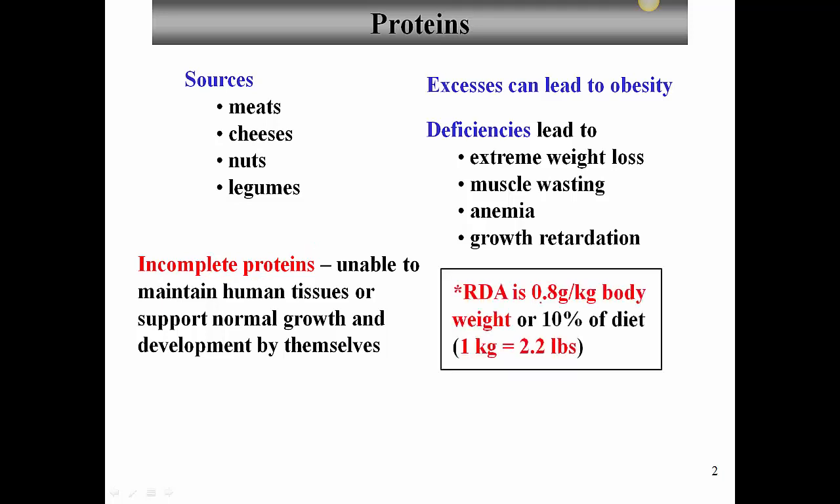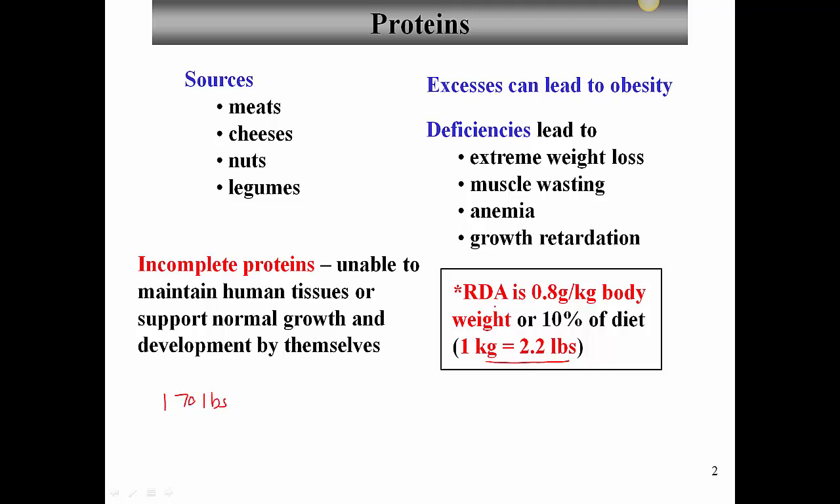Now the RDA for protein is 0.8 grams per kilogram of body weight. We can also say it's about 10% of the diet in terms of calories. And I want to remind you of this. 1 kilogram is equal to 2.2 pounds. This is a conversion factor we're going to use in just a second. Let's use an example. Let's say that we have a patient that weighs 170 pounds. This is average body weight.